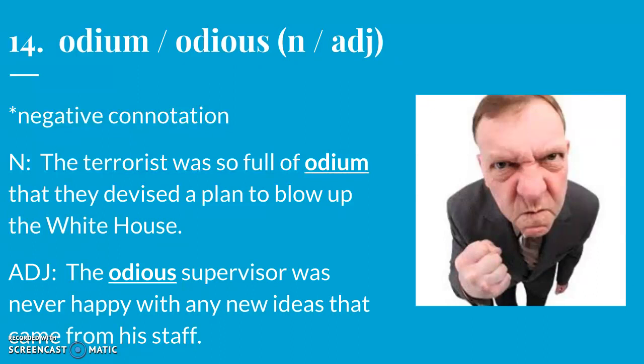For the noun form of the word odium, the example sentence is, the terrorist was so full of odium that they devised a plan to blow up the White House. So if you can say the word hatred in a sentence, you can replace that word with the noun odium. For the adjective, we have the odious supervisor was never happy with any new ideas that came from his staff. So when we use odious to describe a person, it's someone who never likes anything and is always displeased.